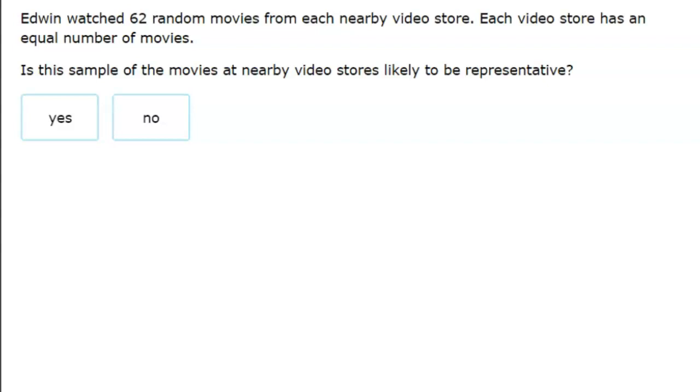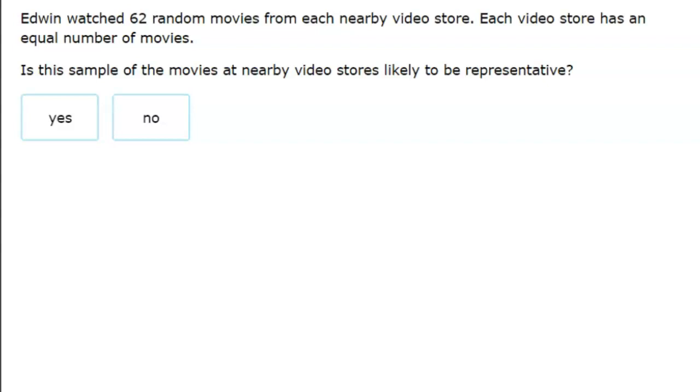So if they have an equal number of movies, right? We're talking an equal number of movies at each store. So none of the stores are going to have more of a variety than anyone else's. And he is just truly picking random movies. If we are trying to figure out what kind of movies are here, then yes, this would be representative. There's not a bias anywhere here.